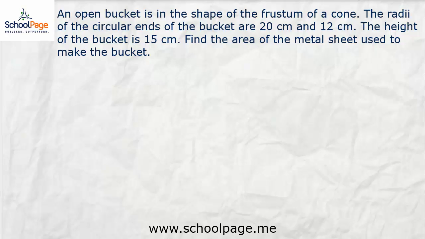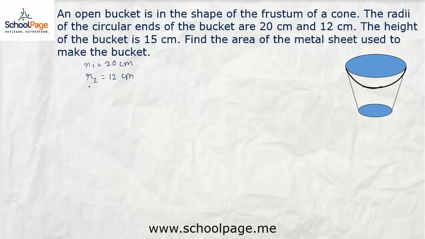Let us take a real life example where an open bucket is in the shape of the frustum of a cone. The radii of the circular ends of the bucket are 20 centimeters and 12 centimeters. The height of the bucket is 15 centimeters. Find the area of the metal sheet used to make the bucket. Now let us see the data that is given to us. Let us take R1 as equal to 20 centimeters, R2 as equal to 12 centimeters, height is equal to 15 centimeters. Let us mark this in our diagram.